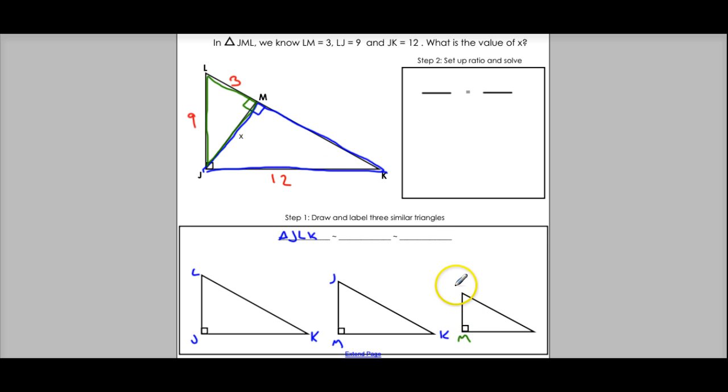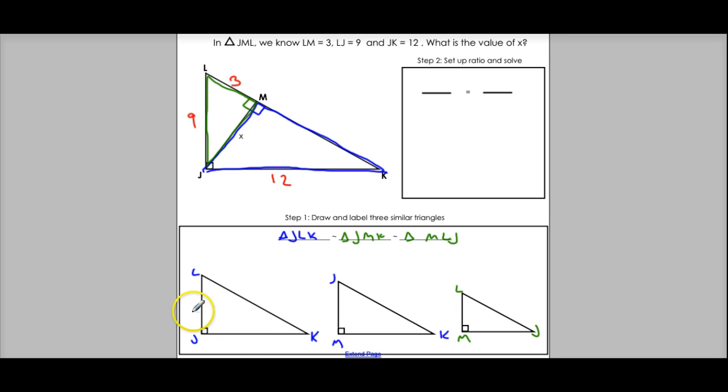The shortest side is ML, if you're looking at this, and the bigger side is J, so we put that there, and that's our final one. So triangle JLK is similar to JMK, which is similar to MLJ. Those are our three similar triangles. Now we're not done yet. Now we have to label our sides. And then since they're similar, maybe we could do some solving. So let's do some labeling, okay?